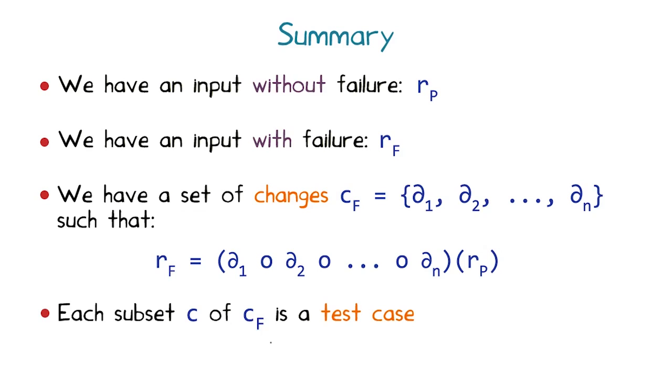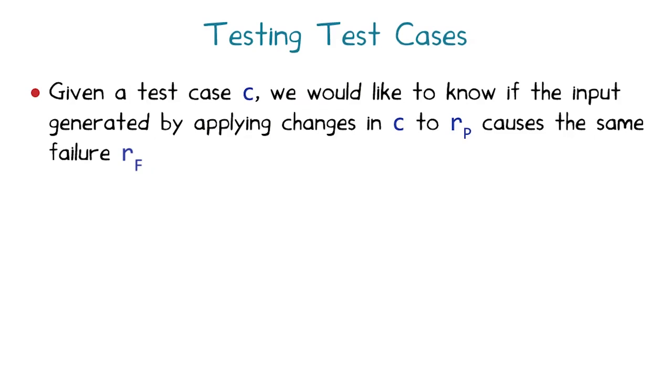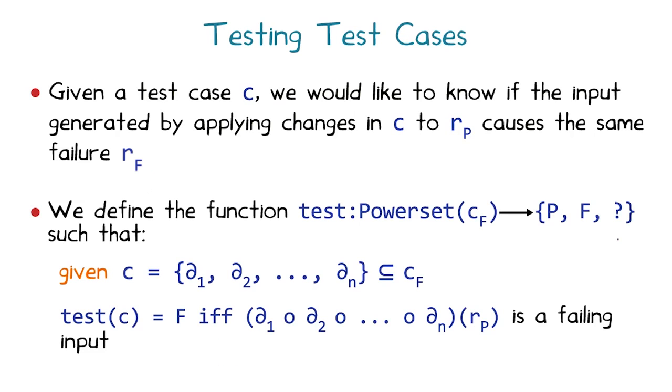Subsets of CF will be important in the delta debugging algorithm, so we will distinguish them henceforth by calling them test cases. Given a test case, that is, a subset of the changes, we want the ability to apply that subset of changes to the passing input RP and determine if the resulting input causes the program to fail in the same manner as the failing input RF. To formalize this notion, we define the function test, which takes a subset of CF and outputs one of 3 characters based on the outcome of our test. We distinguish these 3 test outcomes following the POSIX standard for testing frameworks.